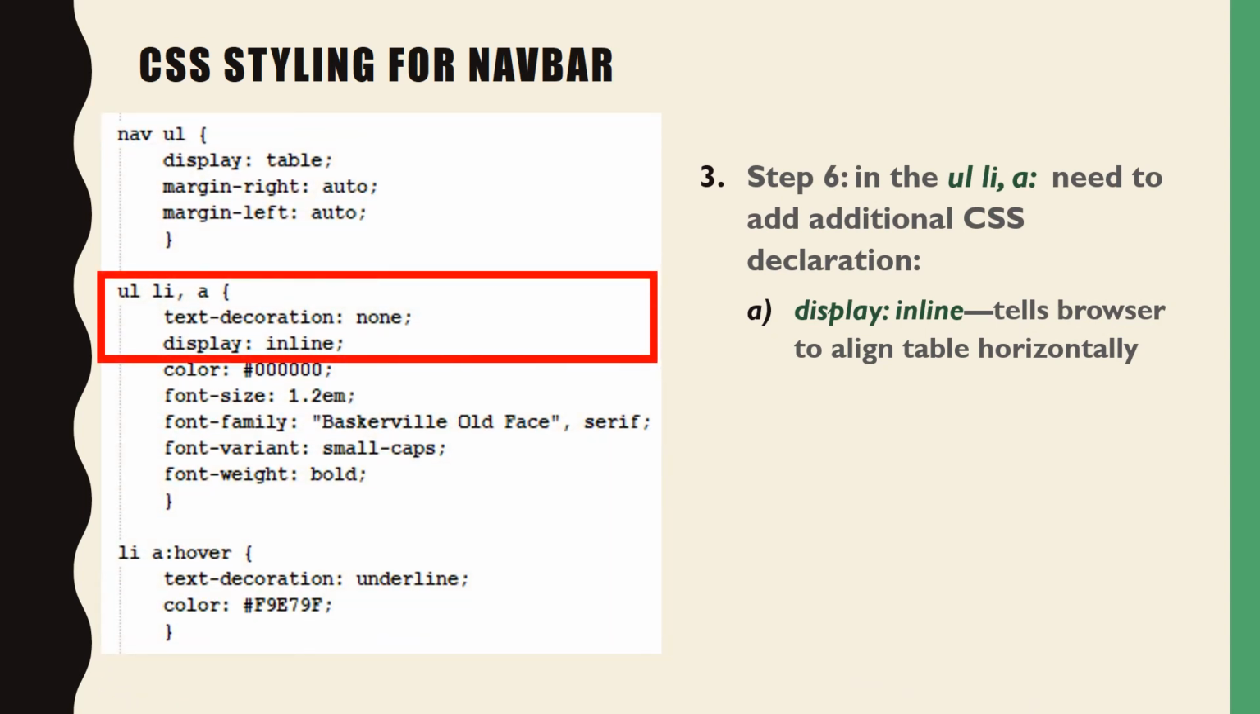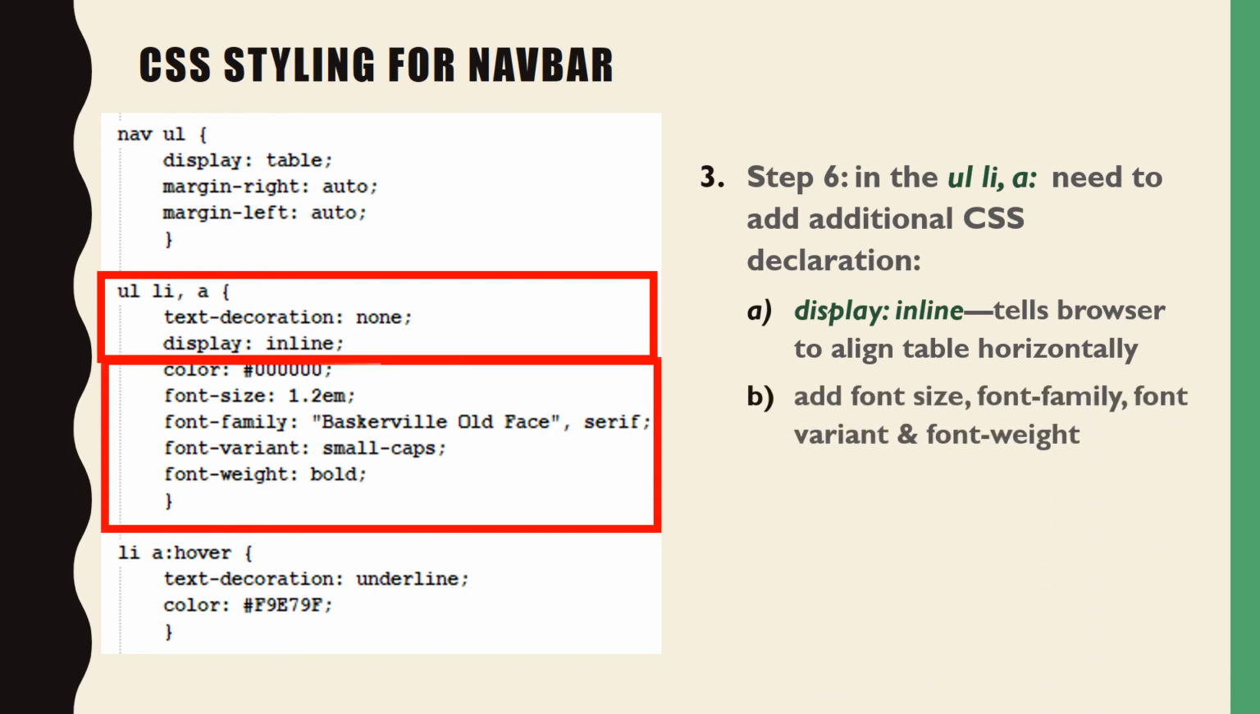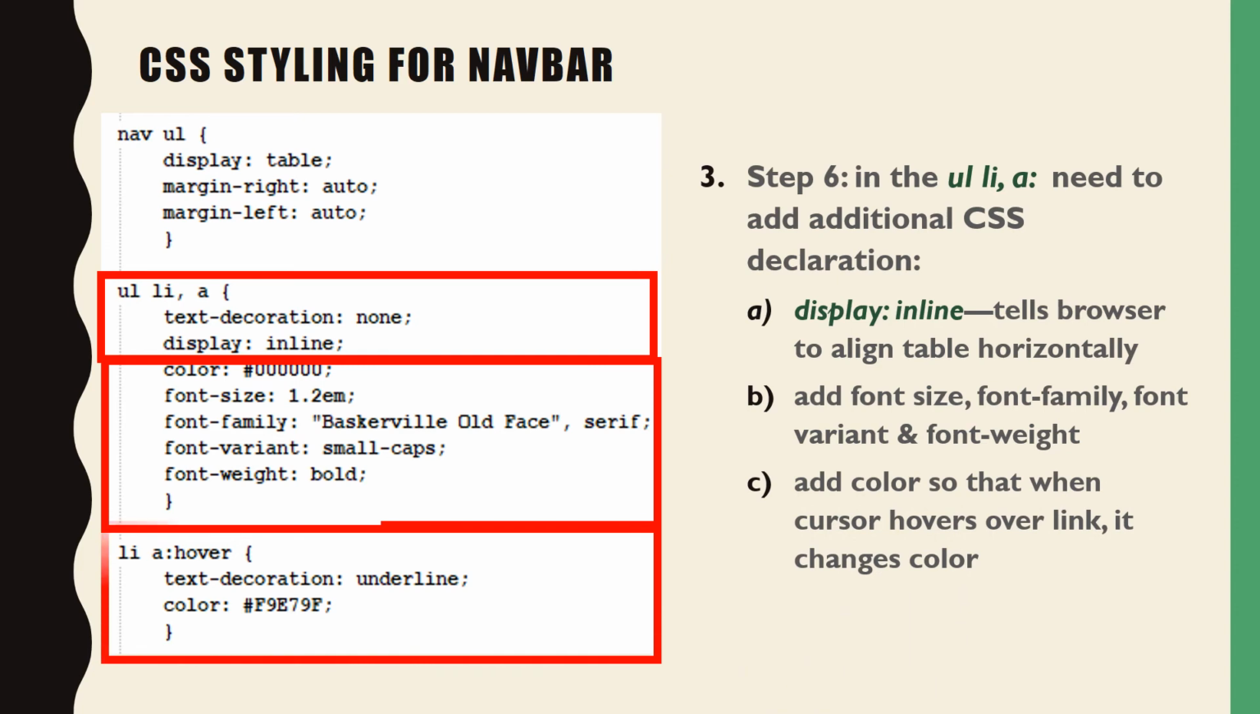Step 6. In the UL LI comma A colon CSS styling, we need to add some CSS declarations. First, we're going to add the declaration display colon space inline. This CSS declaration will tell the browser to align the table horizontally. We will then add font size, font family, font variant, and font weight. Last, we want to make sure we add color so that when the cursor hovers over the link, it changes color.